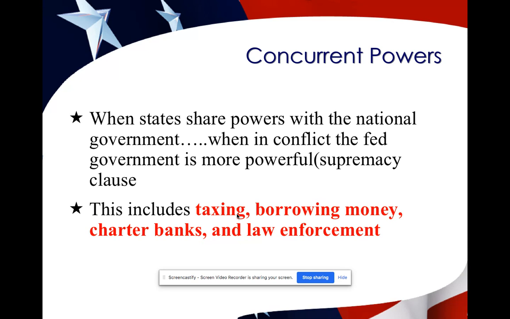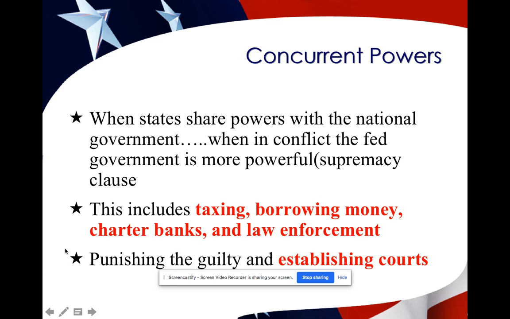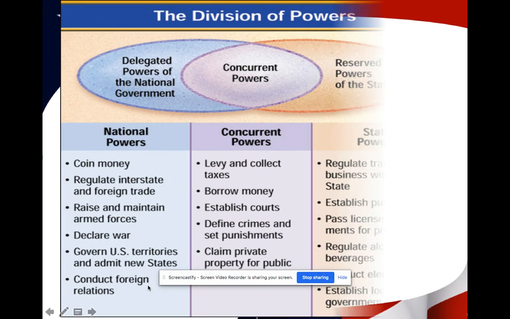Chartering banks. We have state banks. We have federal banks. And also law enforcement. Yeah, we talked about police power is mostly reserved for the states, but we've also talked about the FBI, which is a federal police. Okay. We have courts: state courts, local courts, and federal courts. We covered this during the judicial branch. Okay. So those are shared powers.